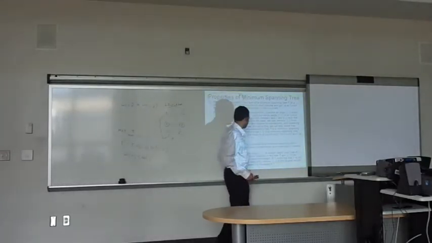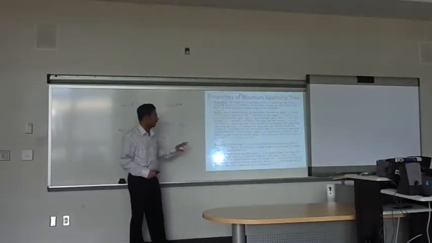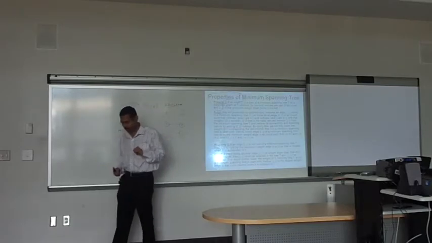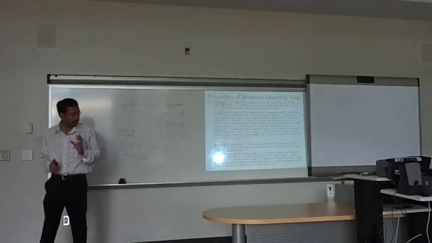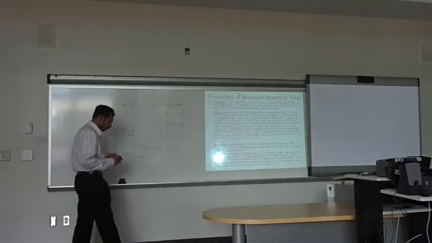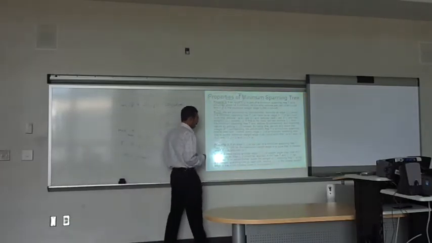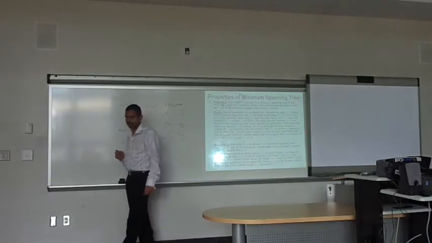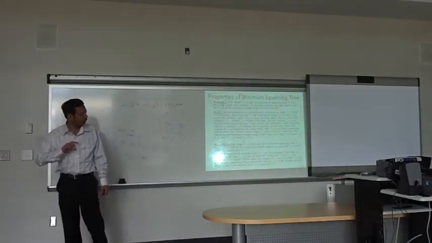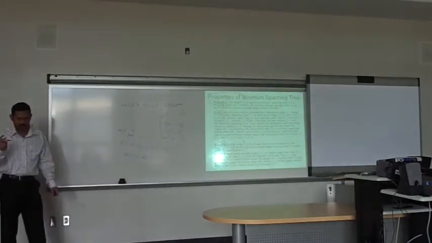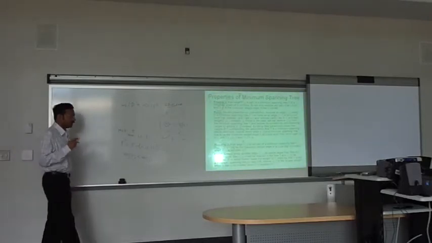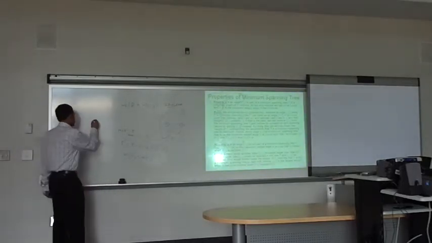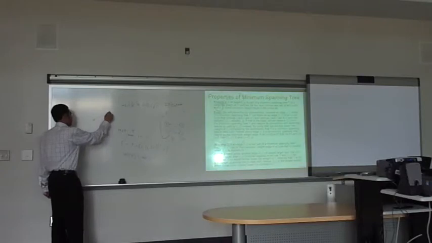So if an edge ij is not part of a minimum spanning tree, so there's an edge ij in the original graph, and that edge was not selected to be part of a minimum spanning tree, then by including that edge in the tree, we are going to get a cycle. We know that any tree has a minimum number of edges to stay connected, right?